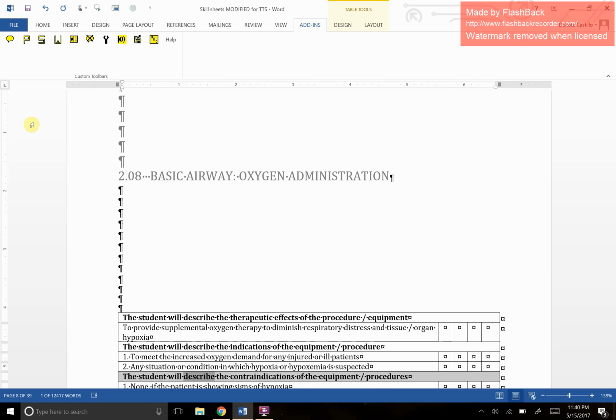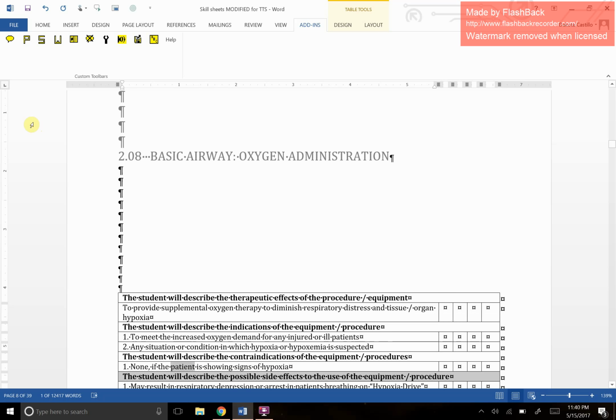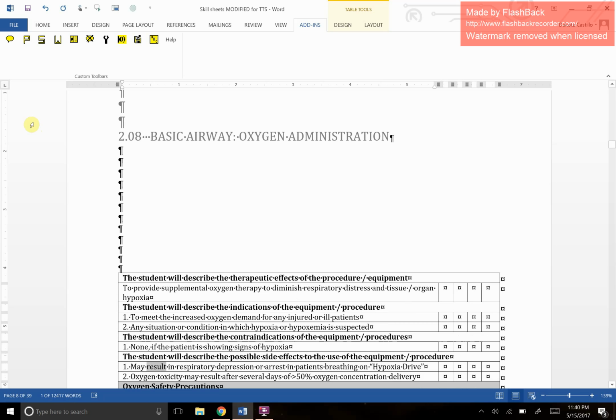The student will describe the contraindications of the equipment/procedure. 1. None, if the patient is showing signs of hypoxia. The student will describe the possible side effects. 1. May result in respiratory depression or arrest in patients breathing on hypoxic drive. 2. Oxygen toxicity may result after several days of 50% oxygen concentration delivery.